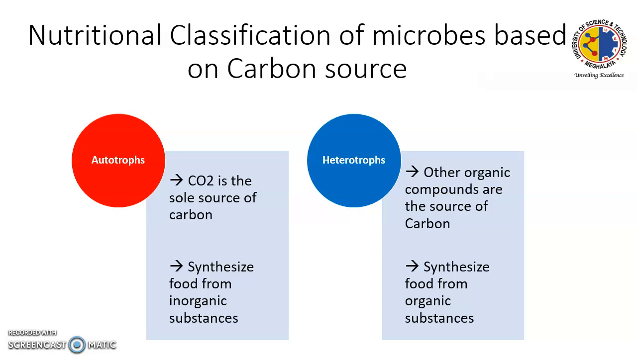Based on the carbon source, as I have said, microbes can be classified into two main types: autotrophs and heterotrophs. In autotrophs, carbon dioxide is the sole source of carbon, and they synthesize food from inorganic substances. Whereas in heterotrophs, other organic compounds are the source of carbon, and they synthesize food from organic substances. You can see the differences in the slide.